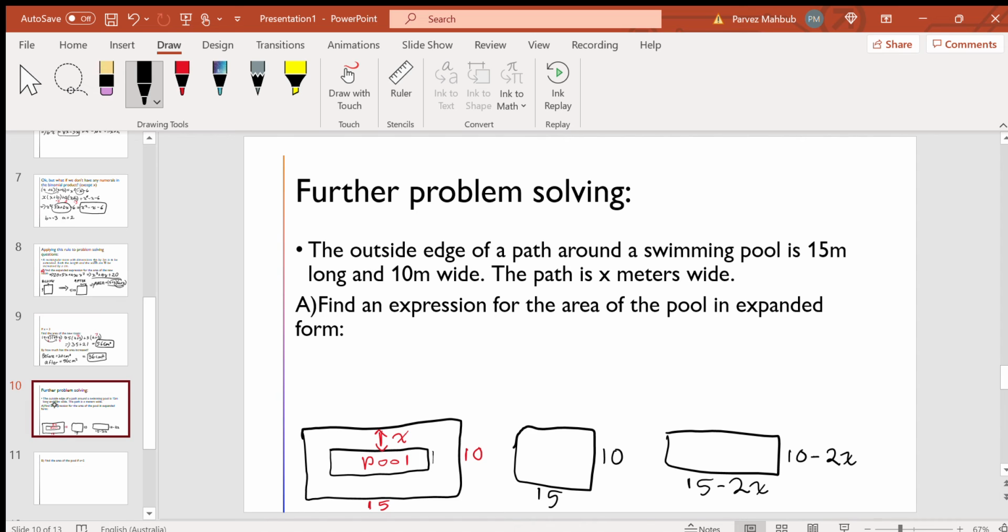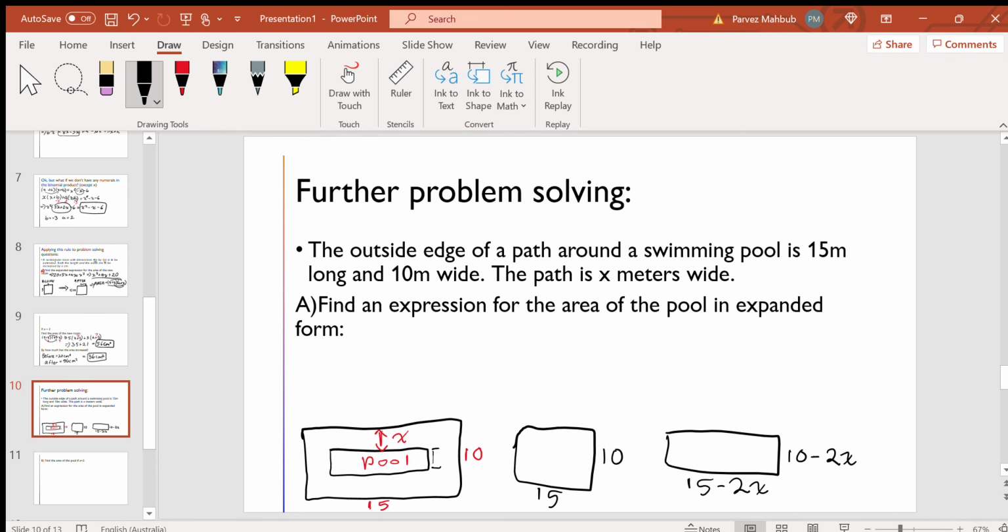So, the outside edge of a path around a swimming pool is 15 meters long and 10 meters wide. The path is x meters wide. So we need to find an expression for the area of the pool in an expanded form. This is easily solved if we just make two separate rectangles with the dimensions that have been given. So the big rectangle is 10 times 15, and the smaller one is 10 minus 2x, because this length is x and this length is x. So to find this small length, we have to subtract 2x from 10.